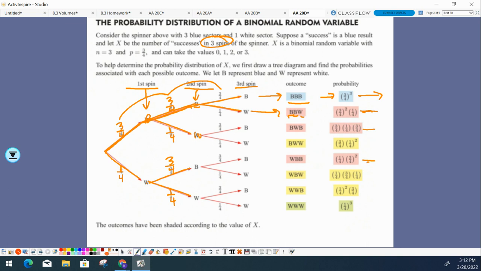These all have 2 blues, because blue is 3/4, and 1 white. The order when I multiply these doesn't matter. So all 3 of those are the same. Then this yellow, this yellow, this yellow is where there's only 1 blue, but there's 2 white, and so forth. And then there's only one way to get all three white.